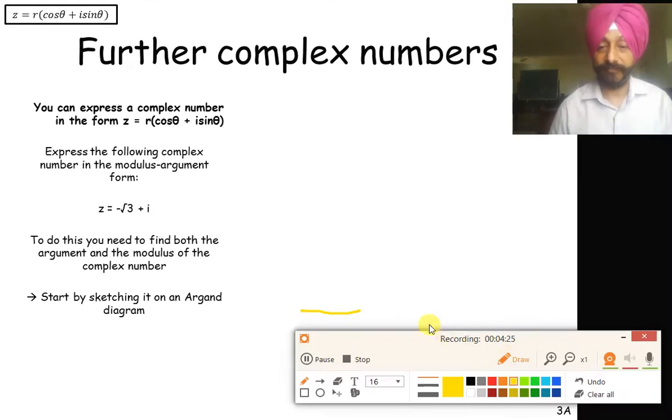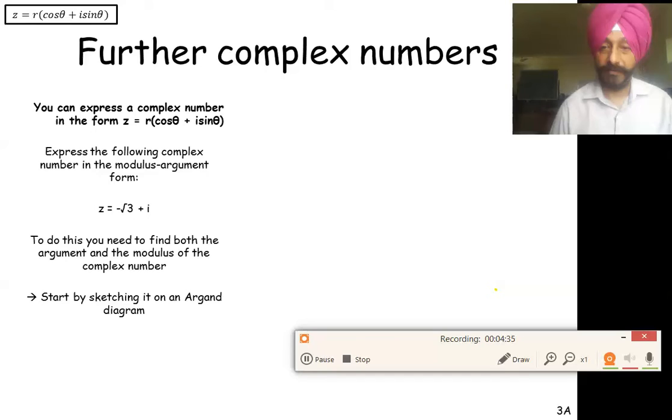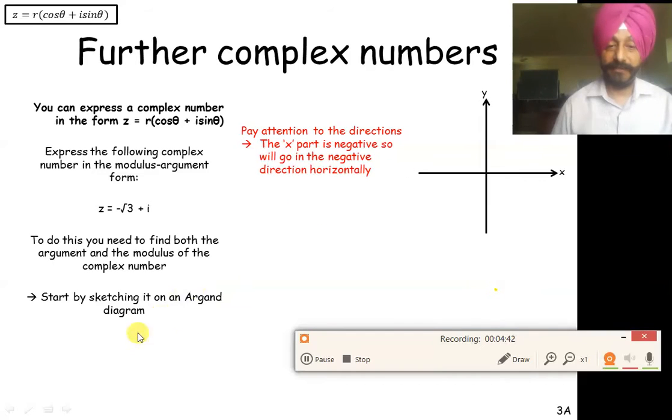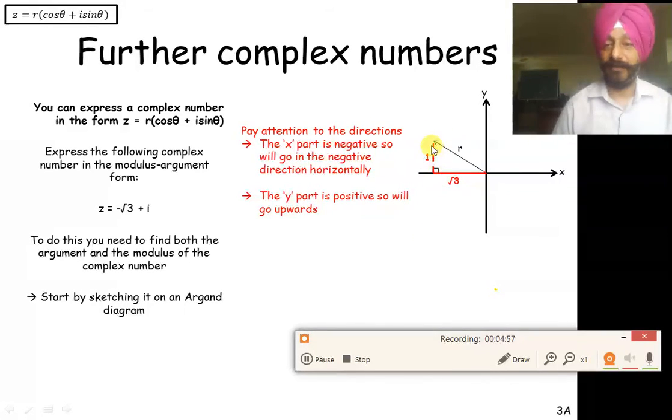Just see. Here this is the x axis, this is the y axis. Pay attention to the direction. The direction is now x negative, so we go this side, and this is minus root 3, and then y is positive, so this side y is positive, we take this as 1. So minus root 3 and 1, and we draw this as r, and this is theta.